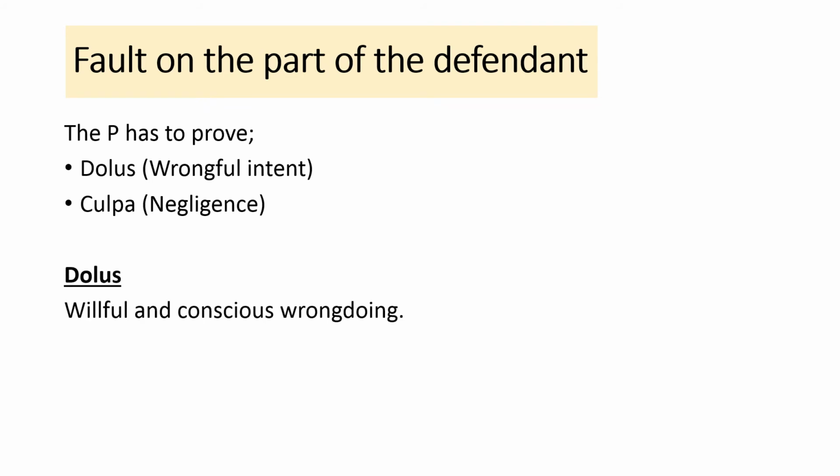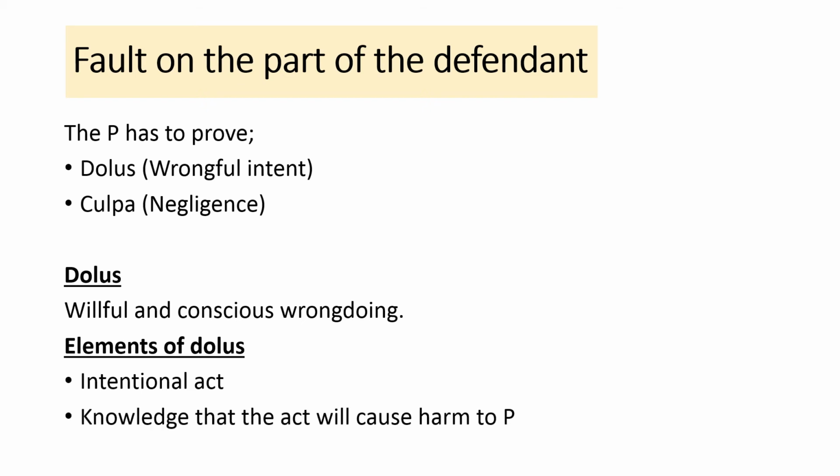Dolus is basically willful and conscious wrongdoing. If a defendant has willfully and consciously done something wrong, it is called dolus. To prove this, there are three elements to be proved by the plaintiff. Firstly, intentional act, that is, an act which the defendant has intentionally done. Secondly, knowledge that the act will cause harm to the plaintiff. Thirdly, duty to refrain from committing the act.